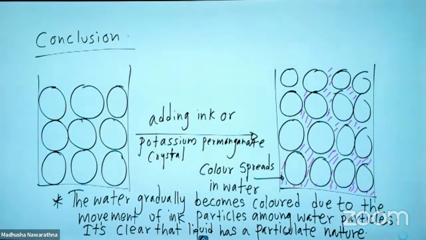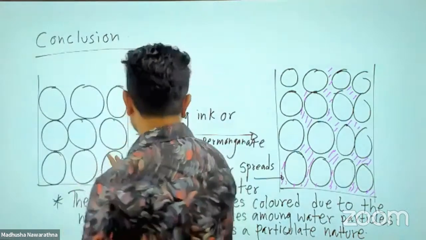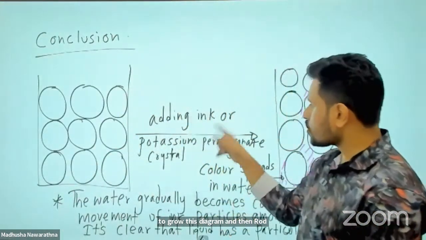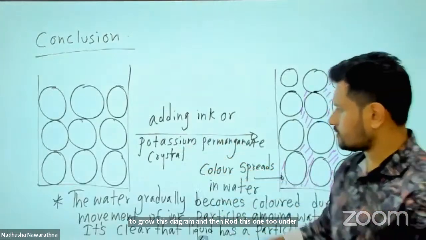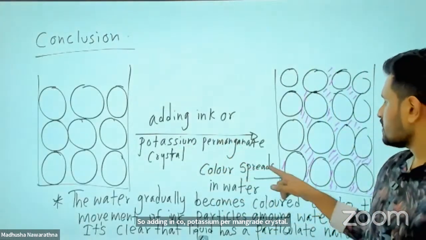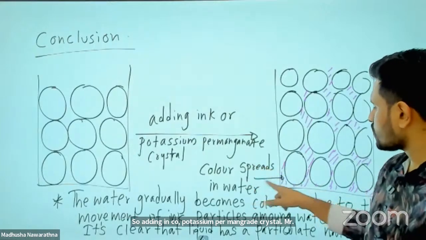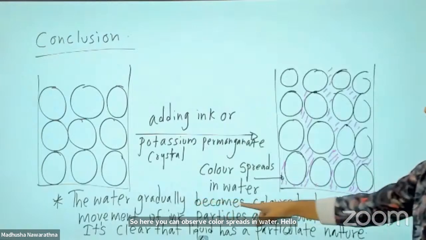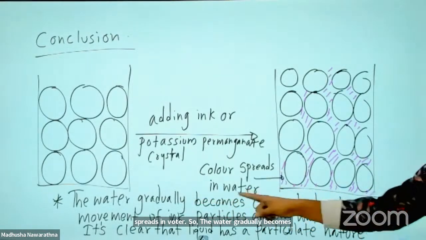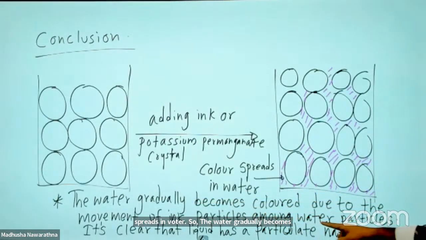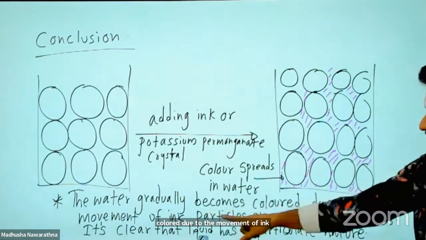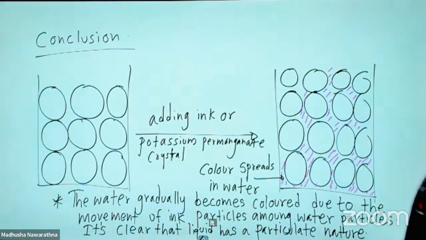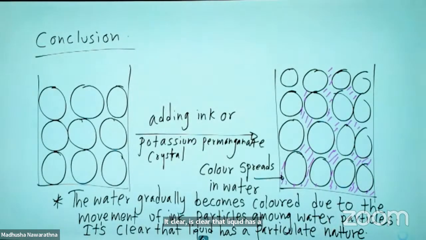Hurry up guys, and copy this. So you need to draw this diagram and then draw this one too under the conclusion. So adding potassium permanganate crystal, here you can observe color spreads in water. So the water gradually becomes colored due to the movement of ink particles among water particles. It's clear that liquid has a particulate nature.